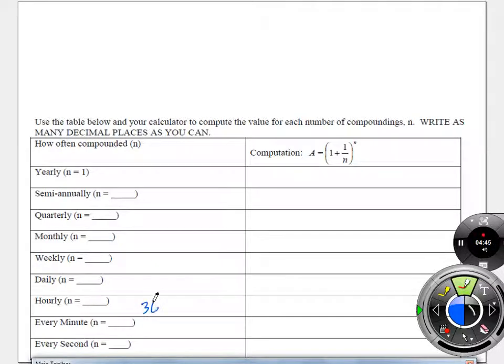Yeah, so whatever 365 multiplied by 24 is, that will give me n. Okay. Did we get an answer for that? How many times is that? 8,760? Is that correct, Lauren? Yeah? Okay. All right. What if we were doing every minute? What would we do?